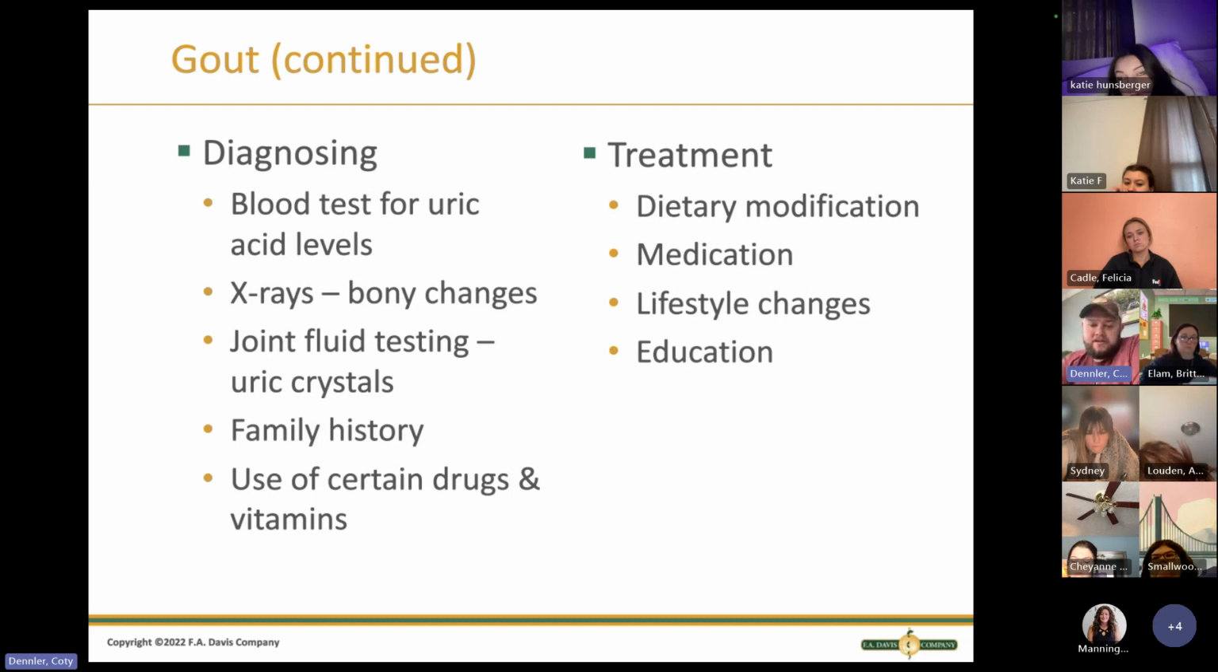They're going to look at family history, and they might use certain drugs. And if those drugs or vitamins help it get better, it's probably gout. So for me, what treatment looked like, sometimes they'll do a steroid injection into the joint, and that gives it very temporary relief to get rid of the inflammation, but it doesn't fix it. The best thing is dietary modification.